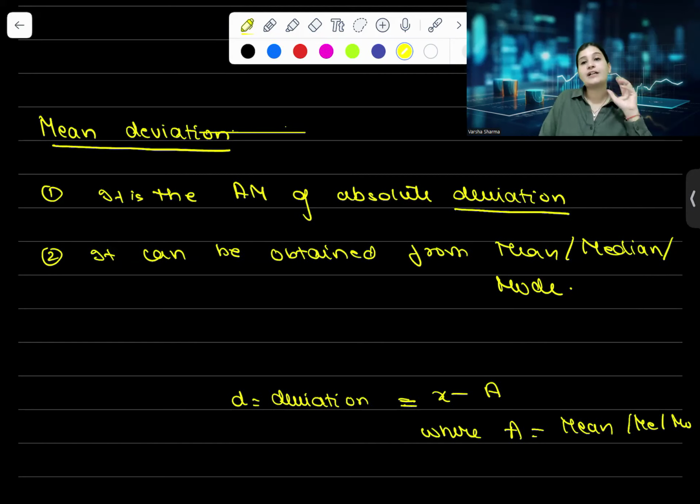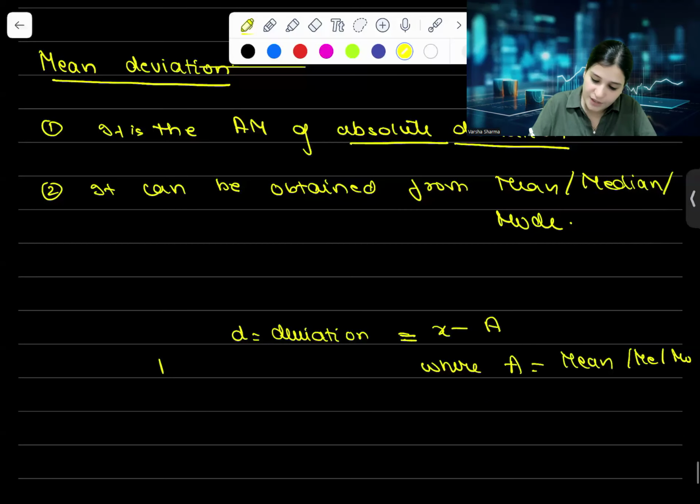So for this, we need to first find out mean. Okay, we got it. Then we will find out the deviations. What is deviation? The difference of the given value and the mean. So we found out the deviation. Then what do we need to do? We need to take absolute deviation, so absolute value of D. And then I need to find the mean of it. So mean deviation is basically the mean of absolute value of D.